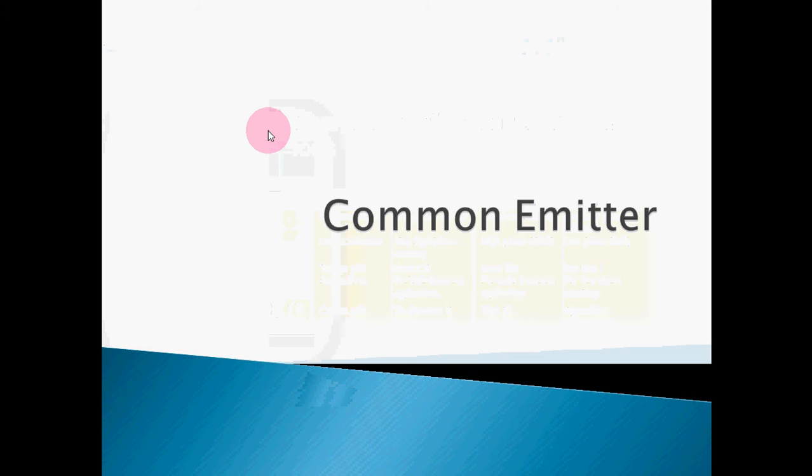So dear student, today we are going to attend the class about the common emitter configuration. As in the previous class you have heard, the transistor has three connections. Number one is common base, number two is common emitter, and number three is common collector. In the previous class we covered the common base configuration, how it is configured, and its input and output characteristics.